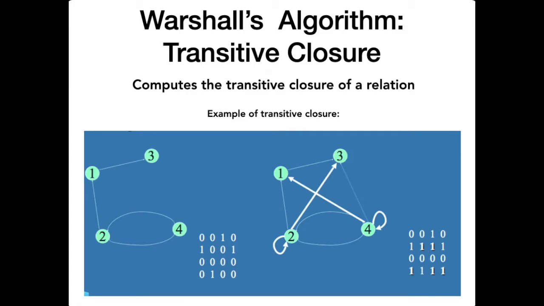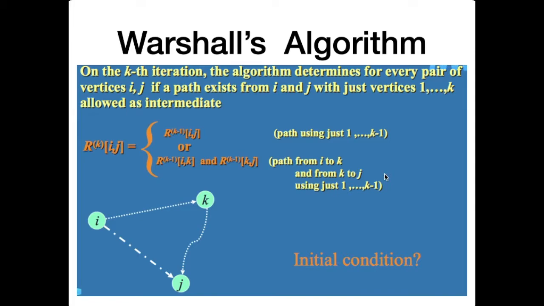To solve this problem using dynamic programming, we can use Warshall's algorithm. But before we describe it, let us present the recursive relation. The definition of a smaller instance here is that we only consider the vertices 1 to k that can be passed through, instead of all vertices 1 to n. This notation is an element of the matrix in the kth iteration. Warshall's algorithm is an iterative algorithm where the number of iterations is n plus 1.